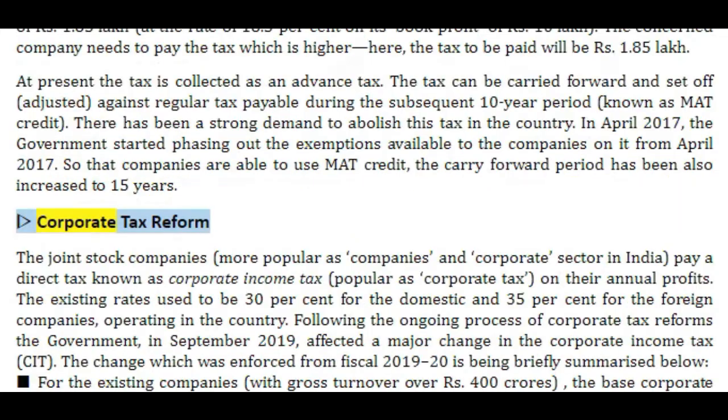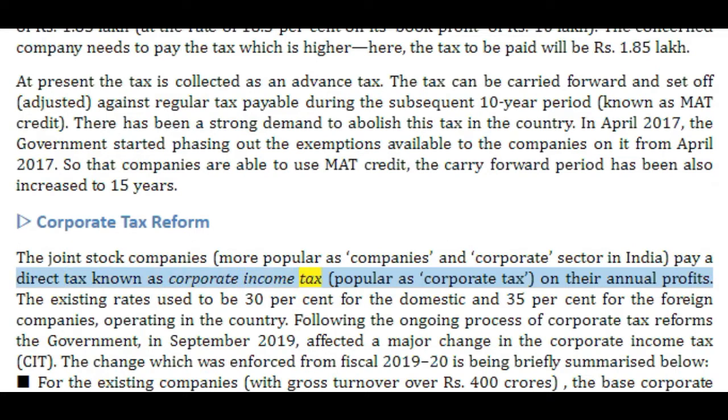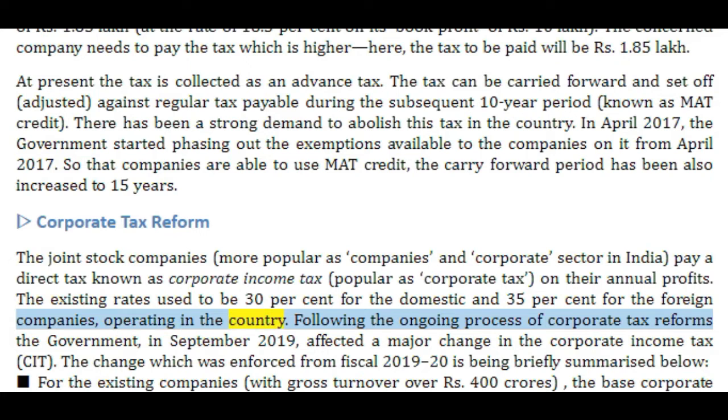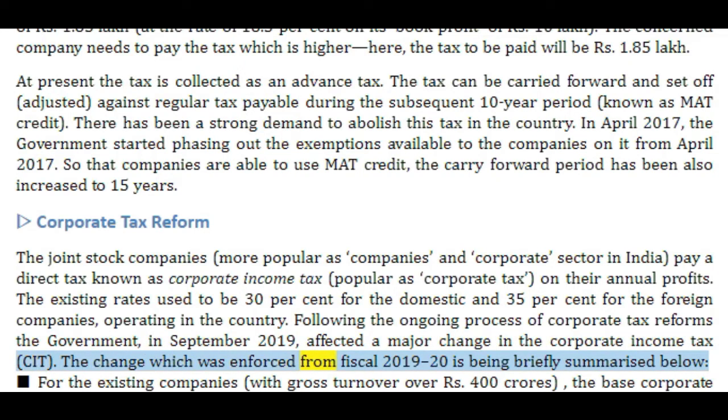Corporate tax reform. The joint stock companies, more popular as companies and corporate sector in India, pay a direct tax known as corporate income tax, popular as corporate tax, on their annual profits. The existing rates used to be 30% for the domestic and 35% for the foreign companies operating in the country. Following the ongoing process of corporate tax reforms, the government, in September 2019, effected a major change in the corporate income tax, CIT. The change, which was enforced from fiscal 2019 to 20, is being briefly summarized below.